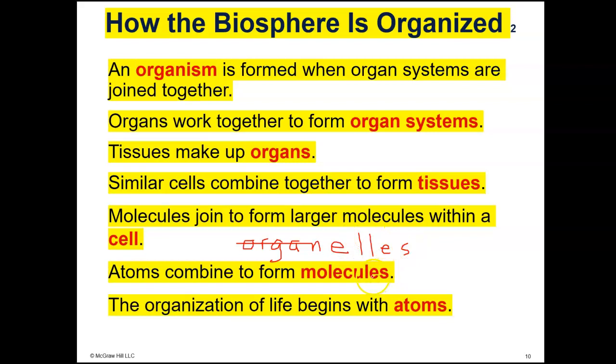E-L-L-E-S. So molecules combine to make organelles like the nucleus, and then organelles combine to make the cell. So sometimes you'll have molecule, organelle, cell. That will be in your list that you have to put in order.